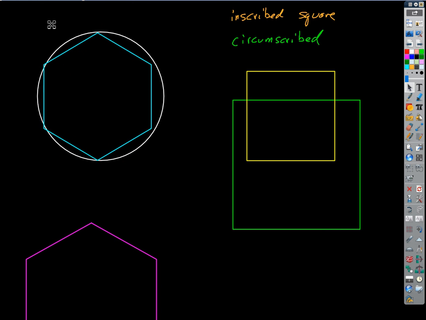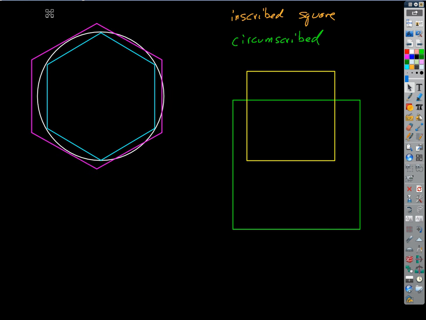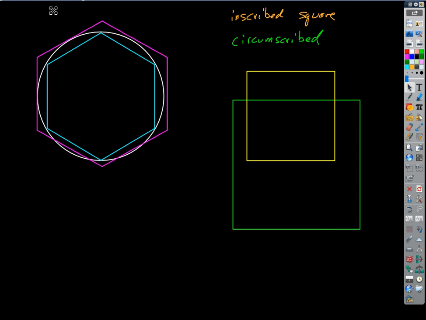So you can already see that if I inscribe a hexagon and I circumscribe a hexagon, it's a lot better, isn't it? It's by no means perfect, but it's a lot better than it was with the squares. There's not as much extra area being wasted there. And so you can kind of come up with an idea then.